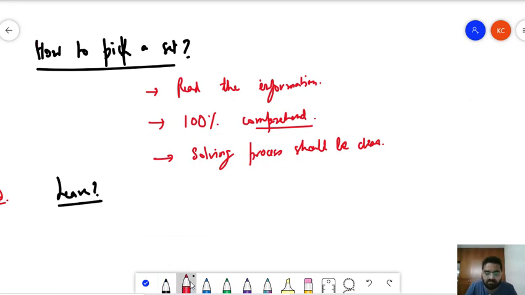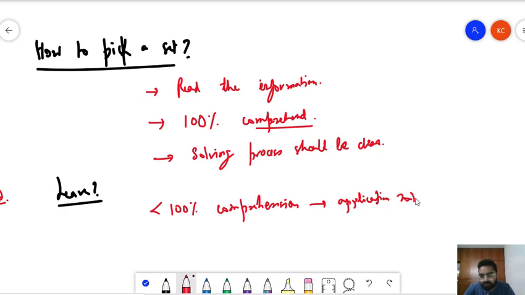Isn't it the third, I mean the most difficult one or not? How will you know? If you have less than 100% comprehension, what I mean by that is you understand what is written in English, but your mind is not logically able to understand how you'll be able to apply that. Application not clear. Next is not able to structure the information.